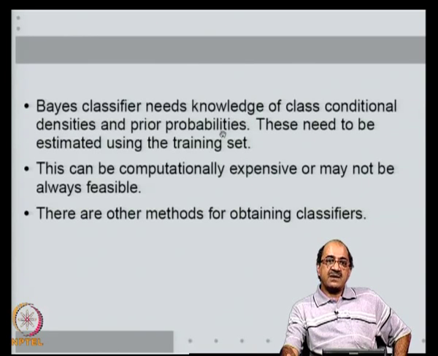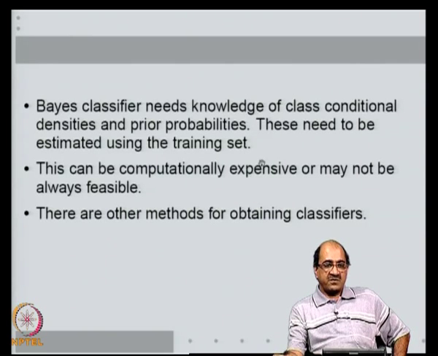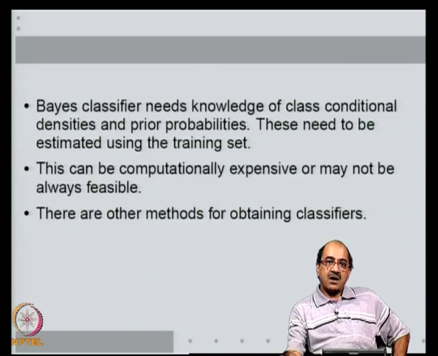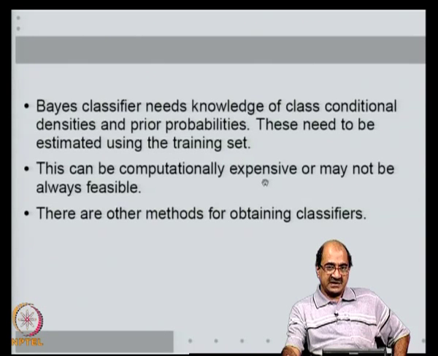But its real problem is that it needs knowledge of class conditional densities and prior probabilities. If I know them, of course, I can do nothing better. But if I don't know them, they have to be estimated. The estimation has its problems. Firstly, it may be computationally very expensive, as you shall see, or it may not be feasible sometimes because the underlying densities are not very nice, or there might be other reasons why I may not want to estimate the class conditional densities. Of course, then I can't implement it.